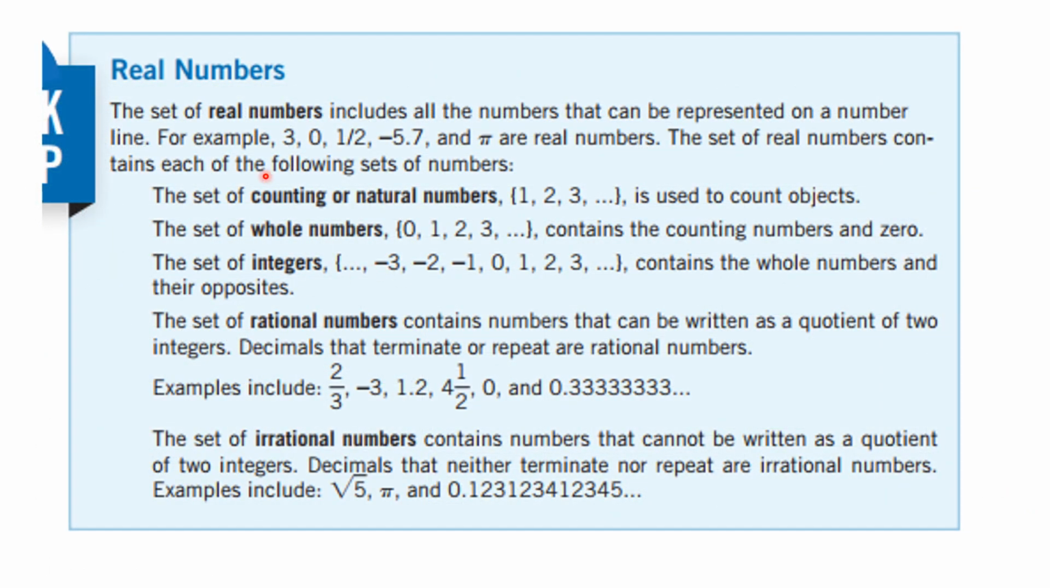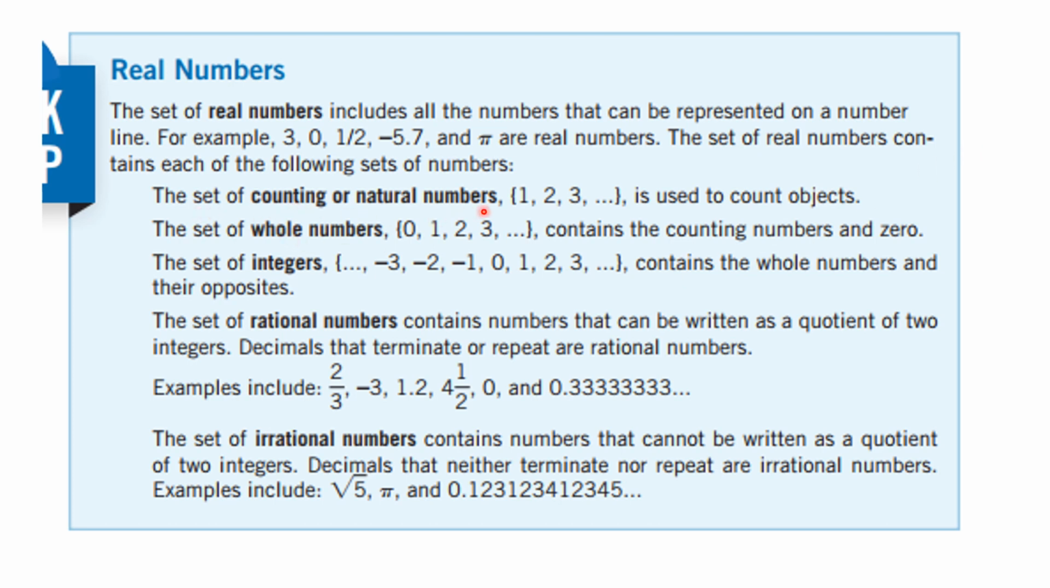Now, this causes us to think about numbers, and so we'll talk about real numbers. The set of real numbers includes all the numbers that can be represented on a number line. So for example, 3, 0, 1/2, minus 5.7, and pi are real numbers. You can draw those on a real number line. The set of real numbers contains the following sets of numbers.